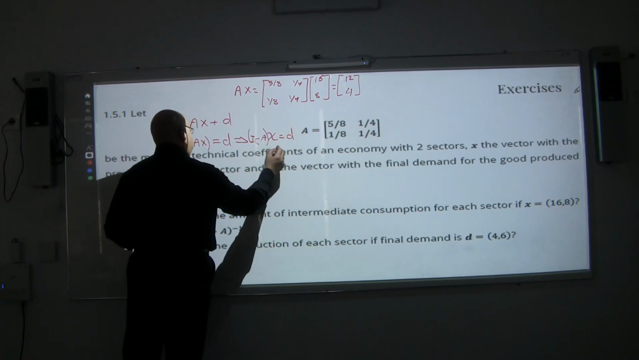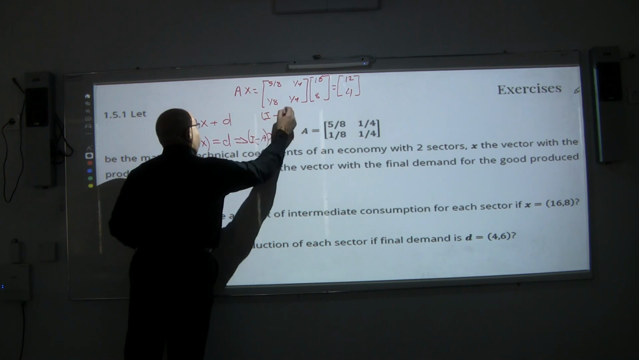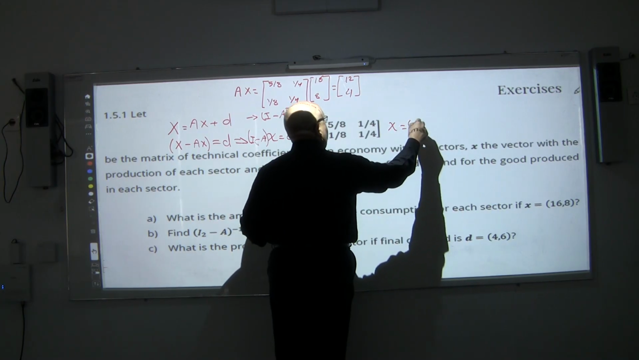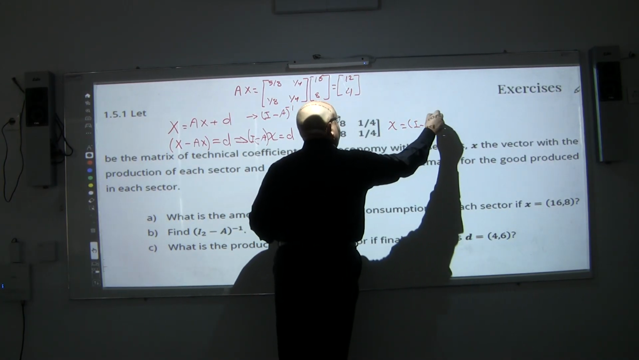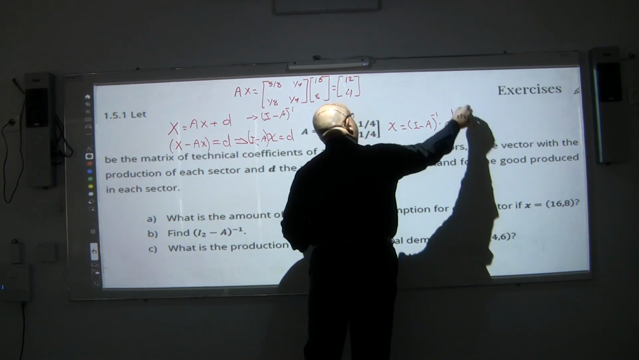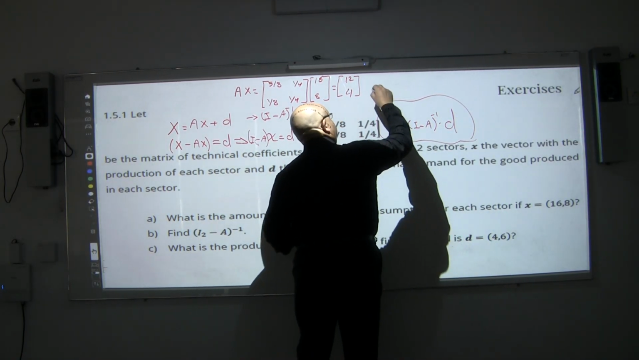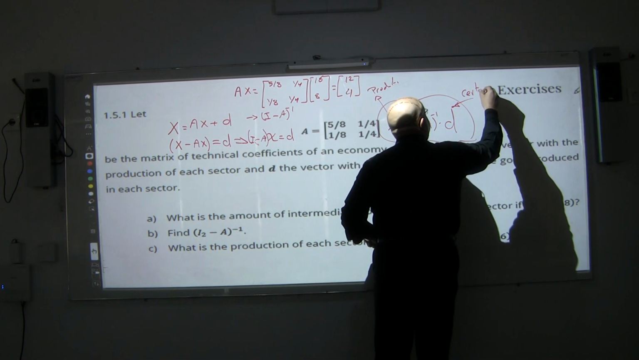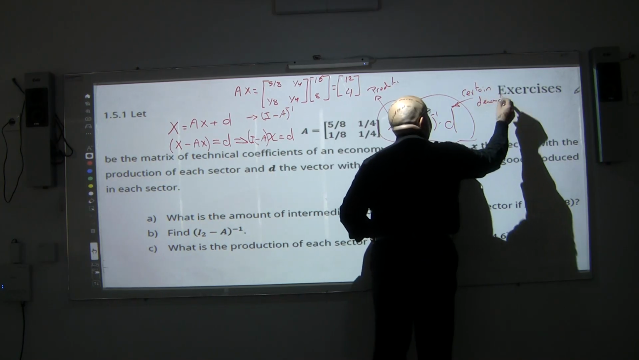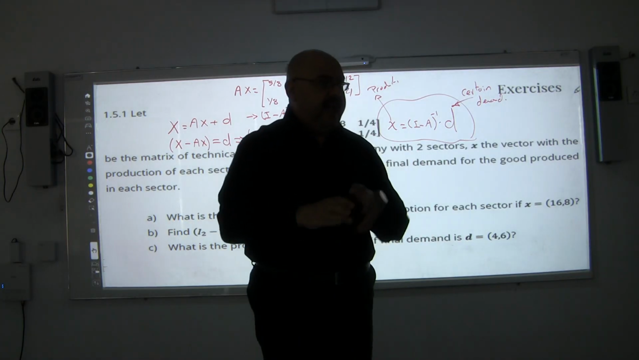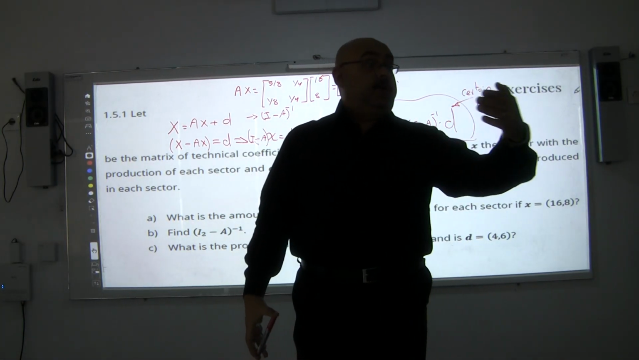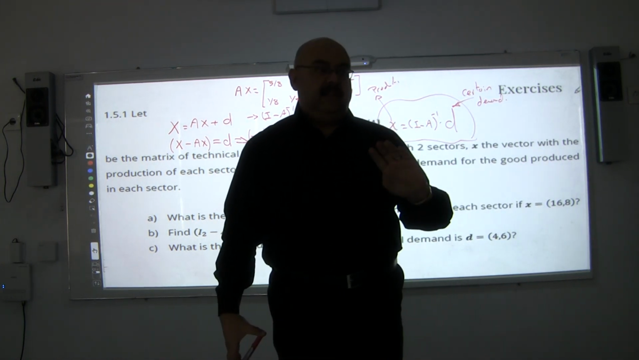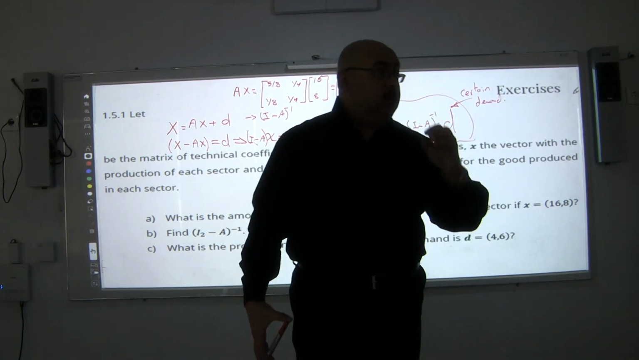If I multiply both sides by I minus A to the power of negative 1 from the left, I will have X equal to I minus A to the power of negative 1 times D, which gives you the production required to meet a certain demand. So if I have the demand required for the market, for importing, for consuming, I can evaluate the amount required for production.